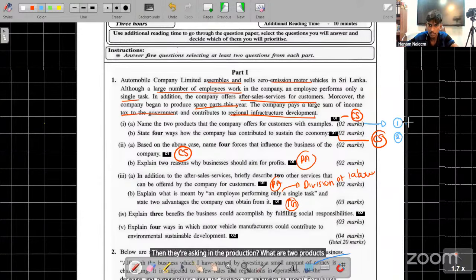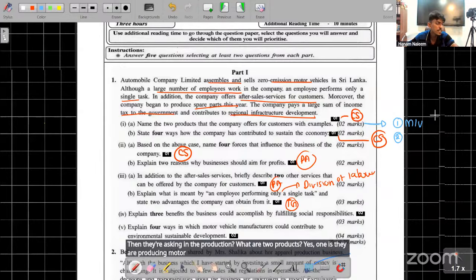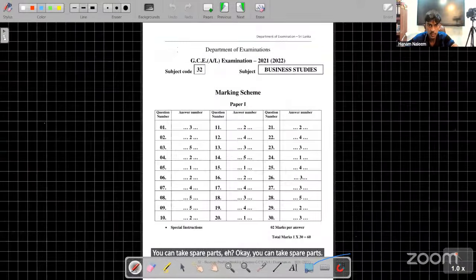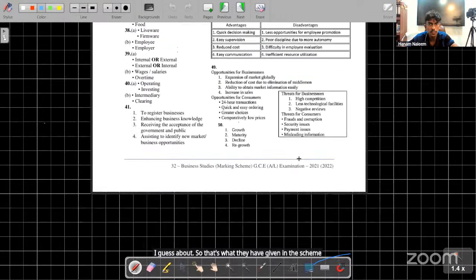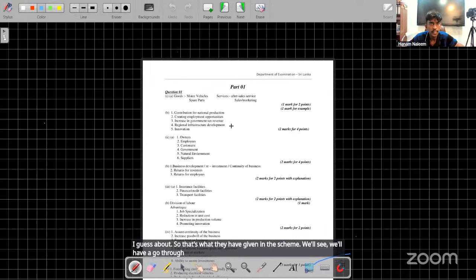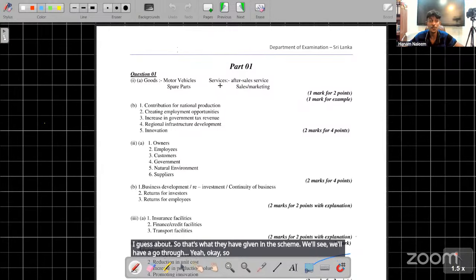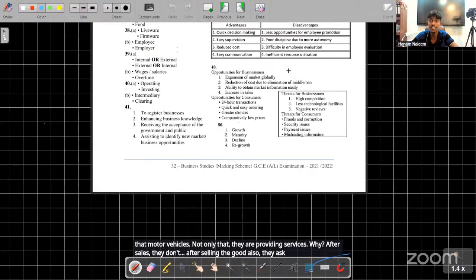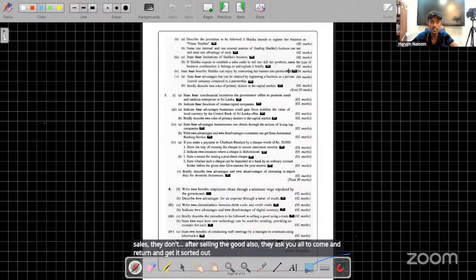Yes, one is they are producing motor vehicles. Then any other products they are producing for the customers? You can take spare parts. Okay, spare parts. So that's what they have given in the scheme. We'll have a go through. Okay, so you can take services also. We forgot that. Not only that, they are providing services. Why? After sales, they don't want to. After selling the good also, they ask you to come and return and get it sorted out. So you can take after sales services.